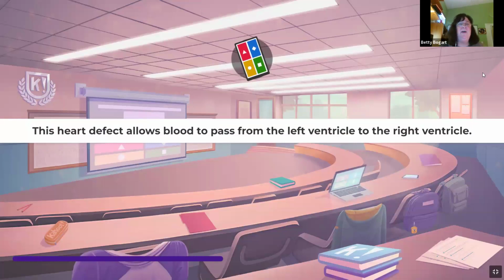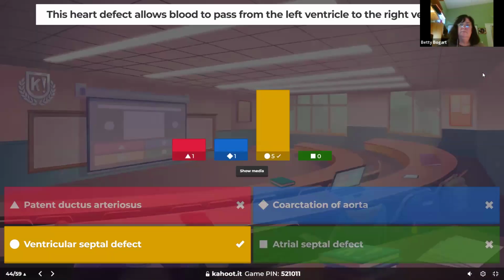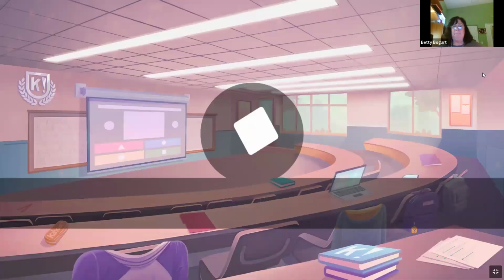This heart defect allows blood to pass from the left ventricle to the right ventricle. It's called a ventricular septal defect. The septum is not completely flush, so the blood goes through from the left to the right side.